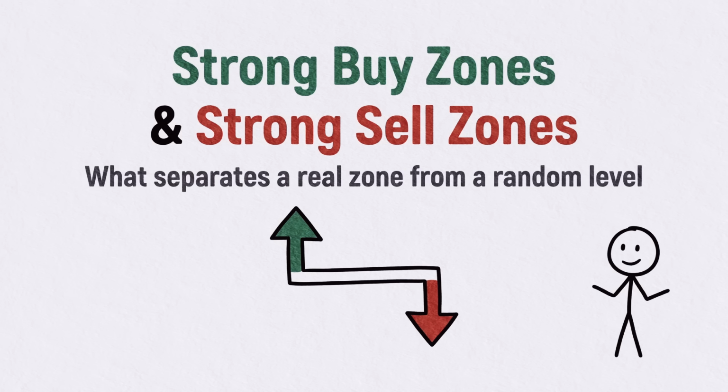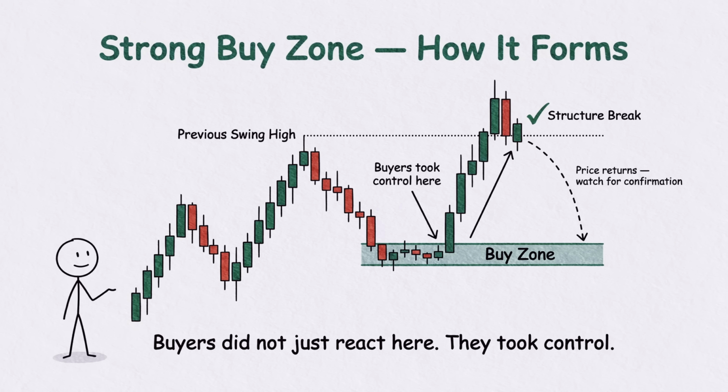A strong buy zone is created when buyers step in with enough strength to break a meaningful swing high. Imagine price pulls back, forms a small base, and then launches upward with strong candles. If that move closes above a meaningful previous high, the origin of that move becomes a potential buy zone. Why? Because buyers did not just react there, they took control from there. When price returns to that area, we do not know for sure that buyers will defend it again. But we know this is a location worth watching.